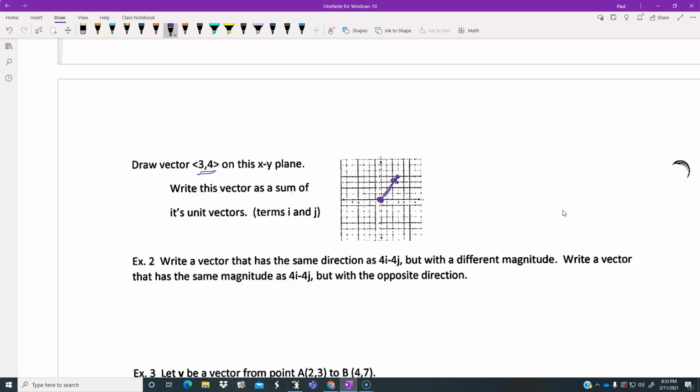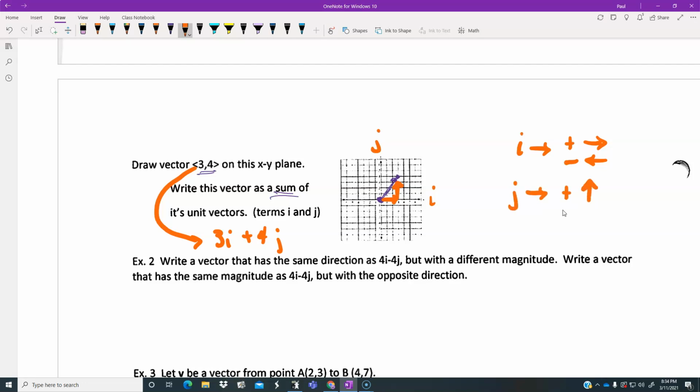Now, if you want to write it as a sum of its individual vectors, I've already done that. We just break it down into how much it was moved horizontally and how much it was moved vertically, and that would be 3 in the i direction, and then positive 4 in the j direction. Now keep in mind, if you're going in the i direction, positive is to the right and negative is to the left. Keep this in mind, that's important. And j would mean that if you're going positive, you're going up, and negative means you're going down, okay?